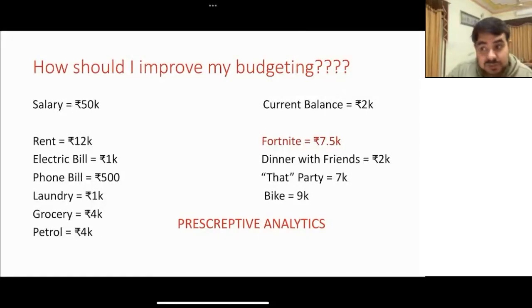This is a pretty good example of how predictive analytics is used in our day-to-day life. But grocery planning is a way more complex structure. There are a lot of things, like seasonality and all that. But to understand that, let's take a very simple example.